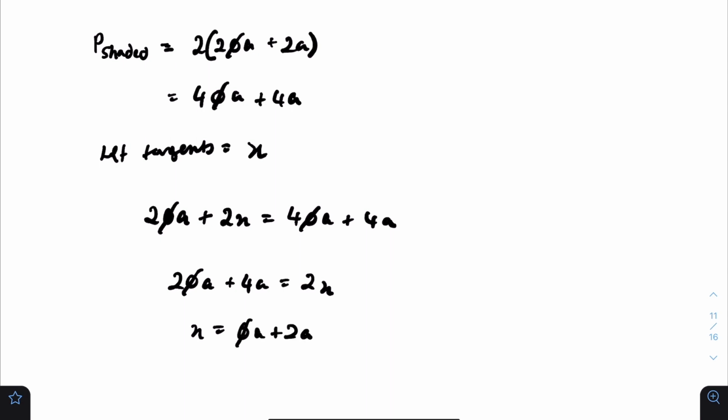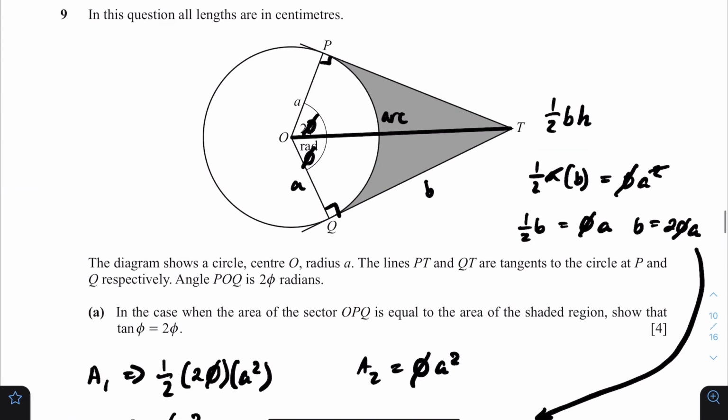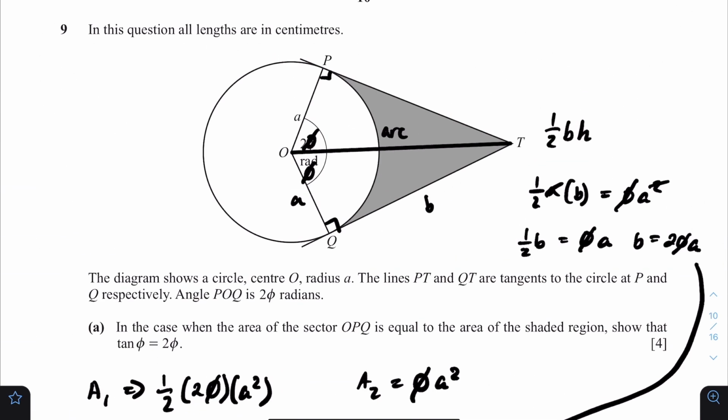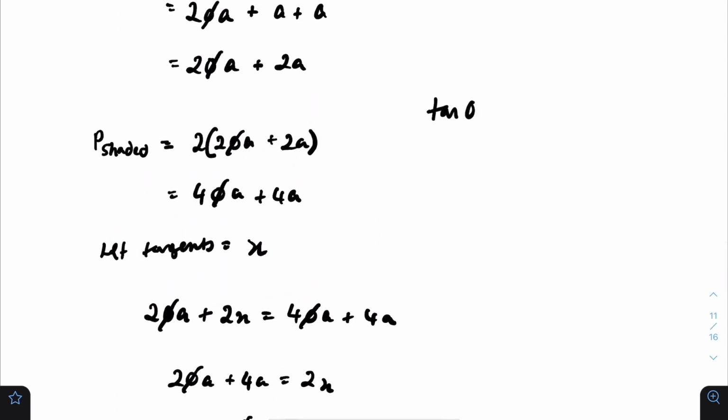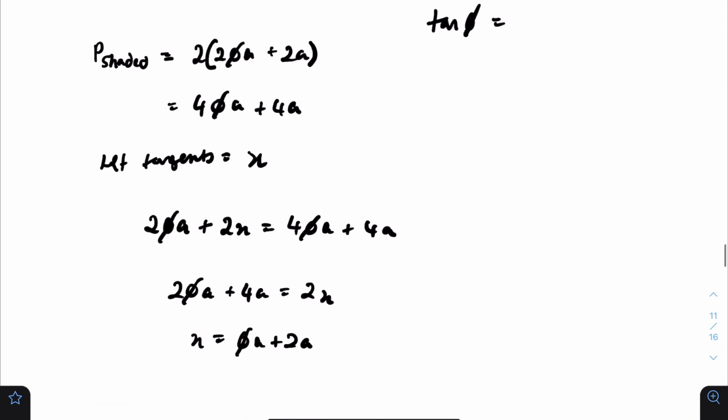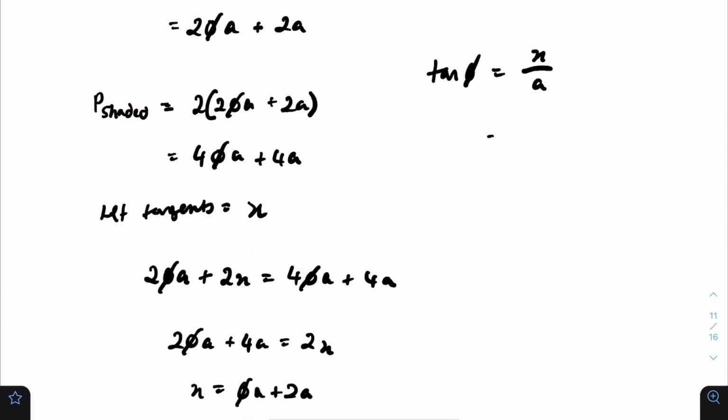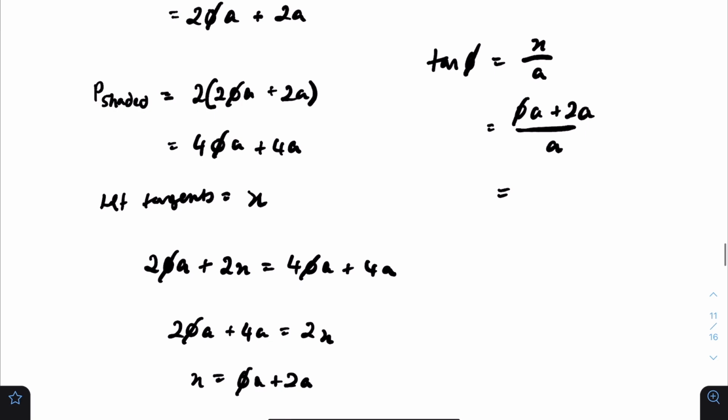So now we can set up our tangent equation. Tan phi is equal to the tangent length, which I actually named x again, my apologies, divided by A. So tan phi is equal to x over A, which is equal to phi A plus 2A over A. And conveniently, that gets rid of the A's. It's asking us in terms of phi, so phi plus 2 is our solution for the expression of tan phi.